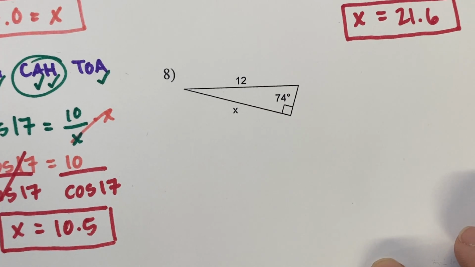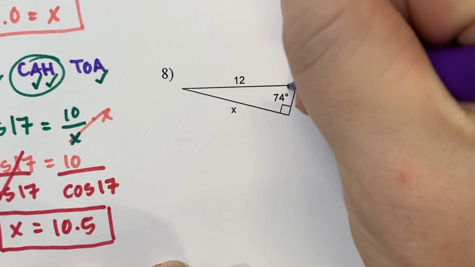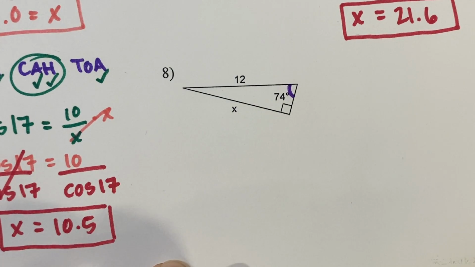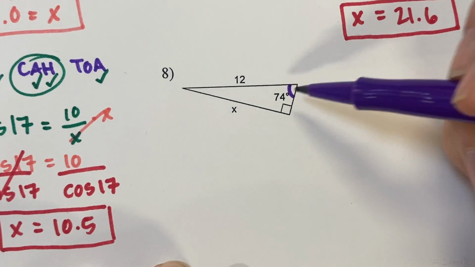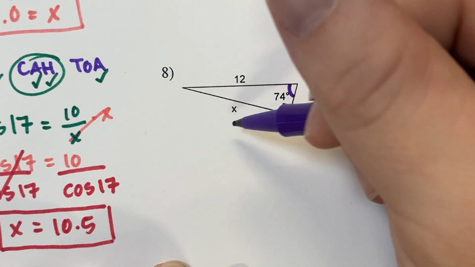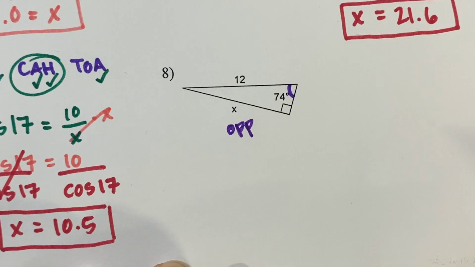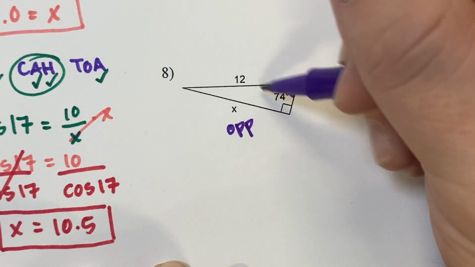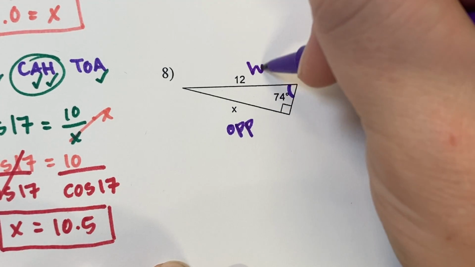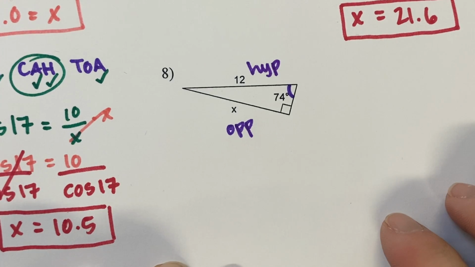Last one for our trigonometry. We are standing at angle 74. Based on where we're standing, I'm given the opposite side. That x is on the opposite of my 74. And then 12 is across from my right angle, so hypotenuse.